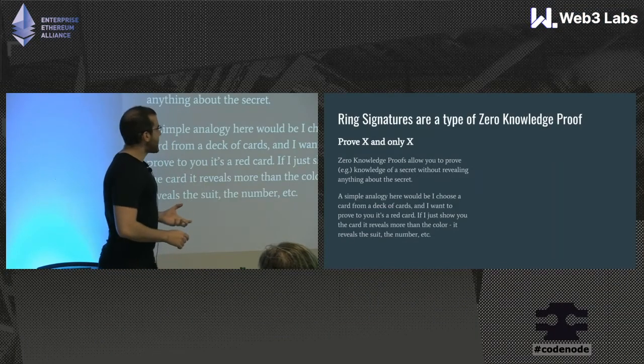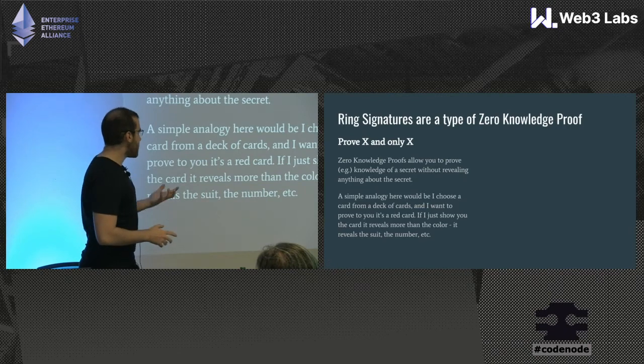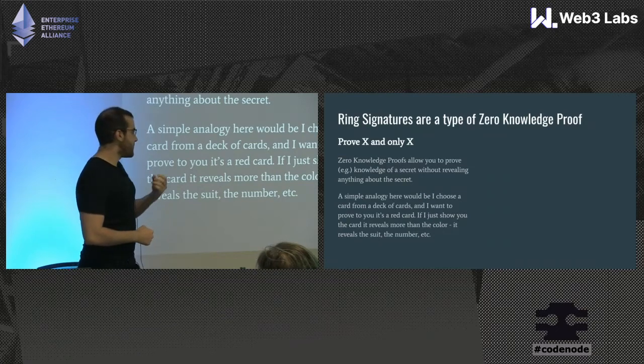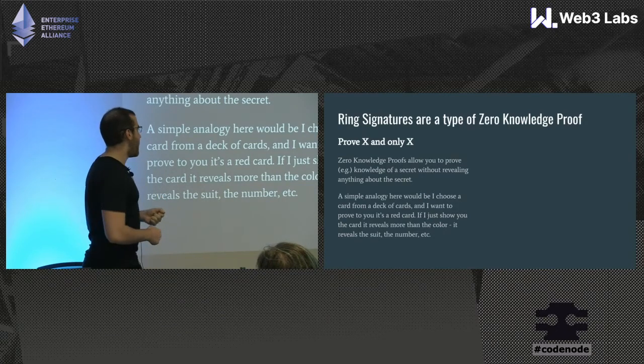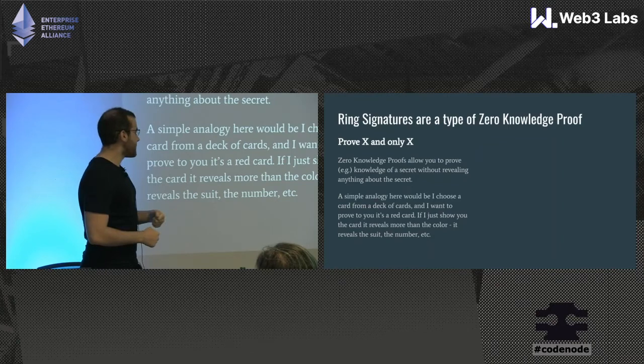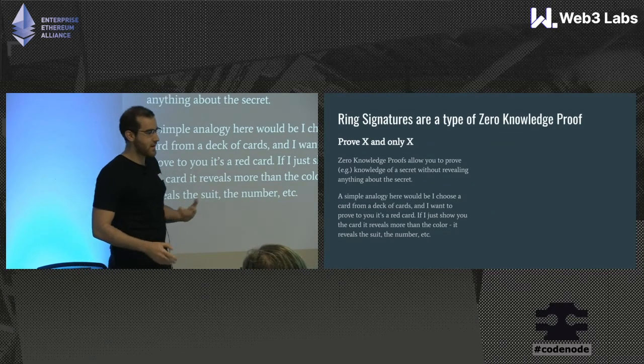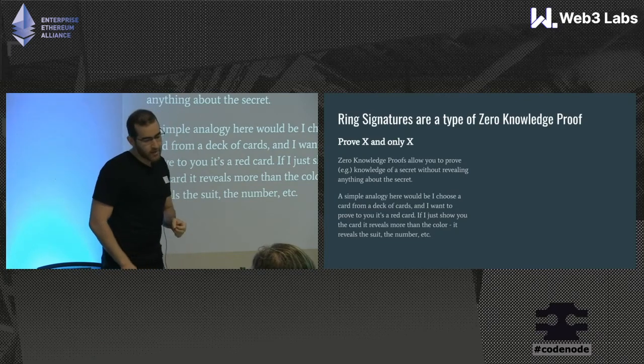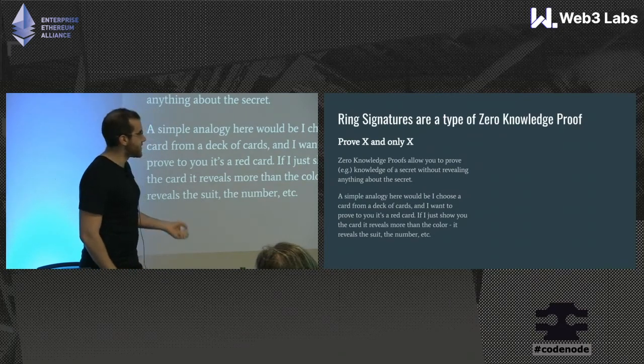A simple analogy that I prefer over all other analogies is this: say that I choose a card from a deck of cards, and I want to prove to you that it's a red card. If I just show you the card, it reveals way more than just a color. It reveals the suit, the number, whether it's a Jack, King, Queen, or an ace, or whatever. But I don't want to do that. But I do want to prove to you that it's a red card.